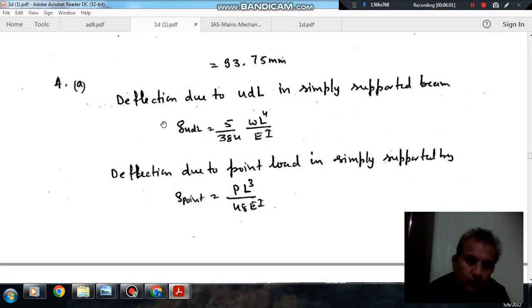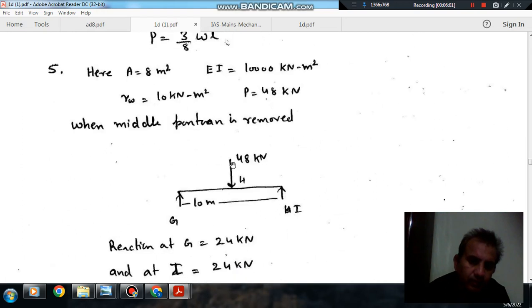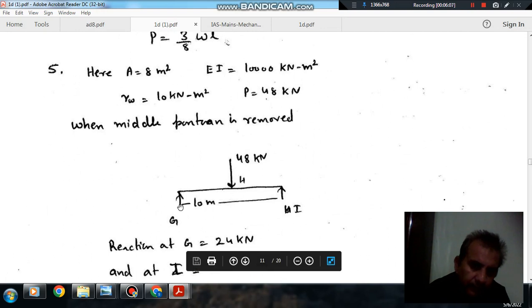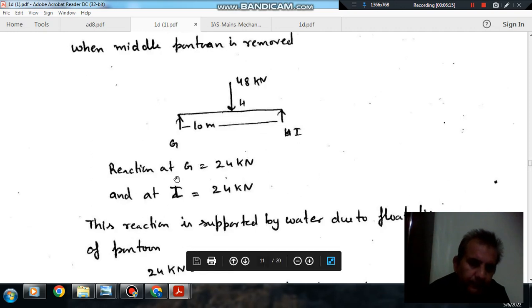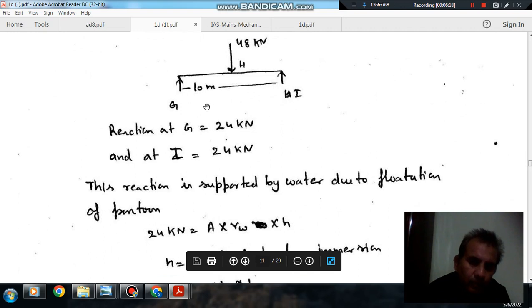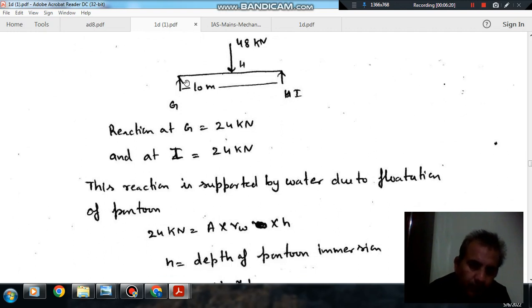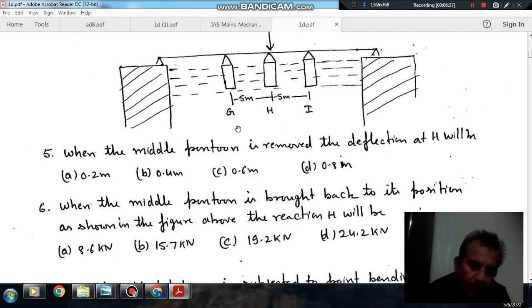So when this middle pontoon is removed, then only the 40 kilonewton load is left, and there is reaction at G and I. So this 40 kilonewton will provide a reaction of 24 kilonewton and 24 kilonewton at G and I. Now as the pontoon itself cannot provide reaction, it provides reaction by being immersed in water, and buoyant force will act on both the pontoons.